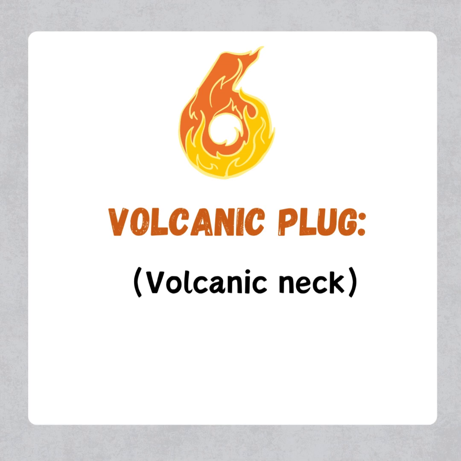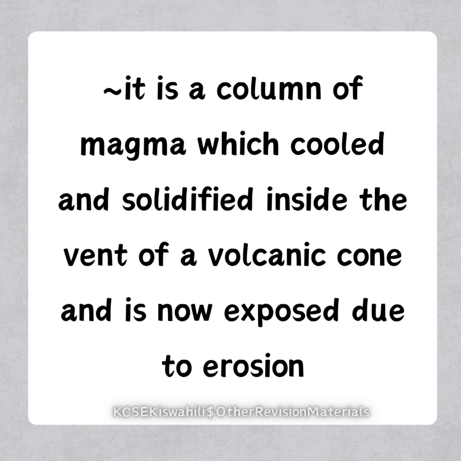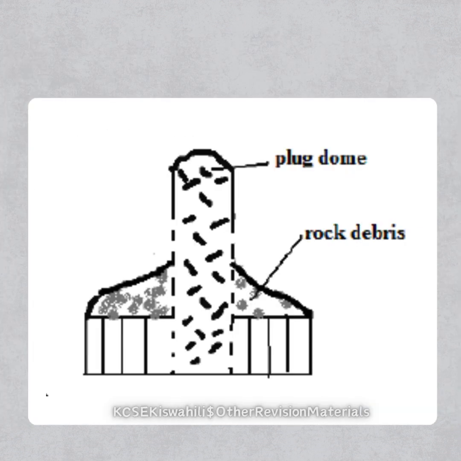Our sixth feature is a volcanic plug, also called a volcanic neck. A volcanic neck is a column of magma which cooled and solidified inside the vent of a volcanic cone and is now exposed due to erosion. This diagram is an illustration of how a volcanic plug looks like.